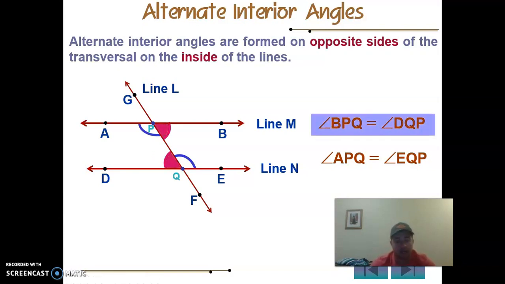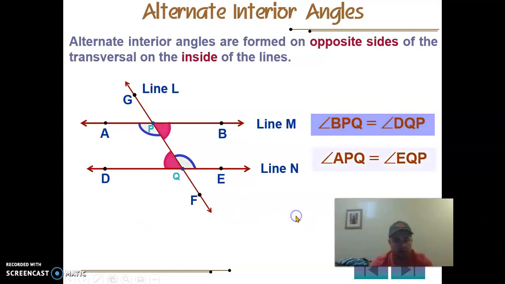These angles are congruent. What kind of rigid transformation do you think this looks like? I said a rotation because it looks like I could spin this angle here and I could spin it all the way to this angle here. And because I could spin it, that means it is congruent. Alternate interior angles are congruent.